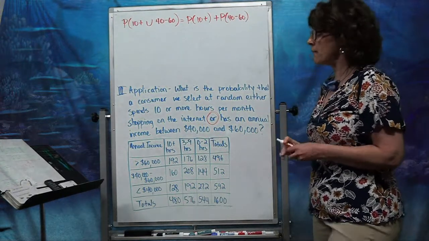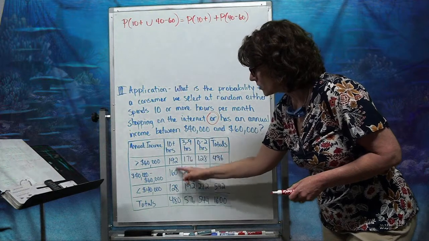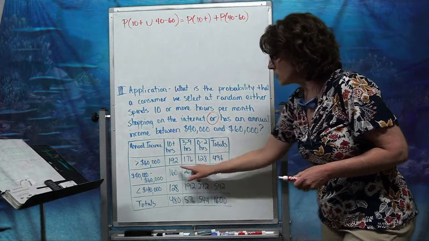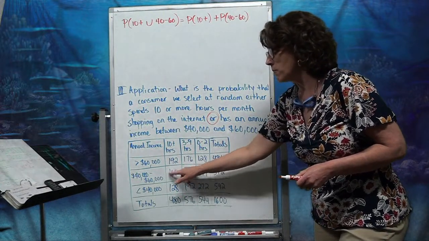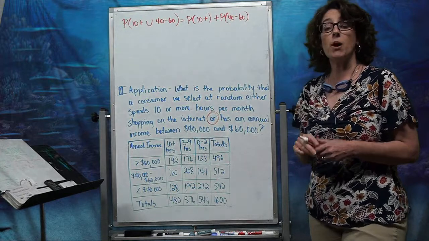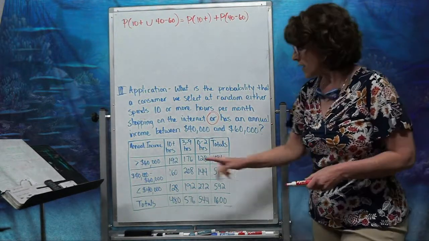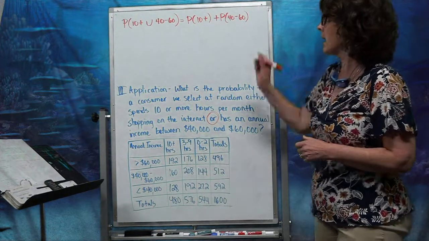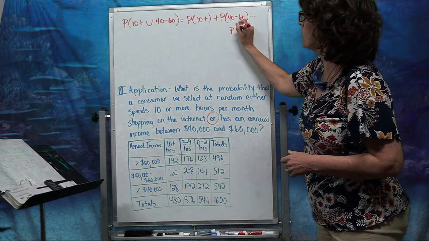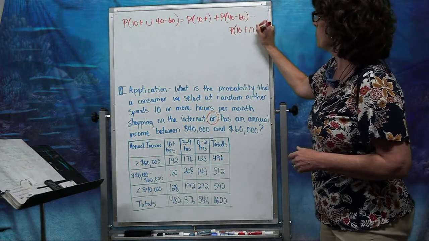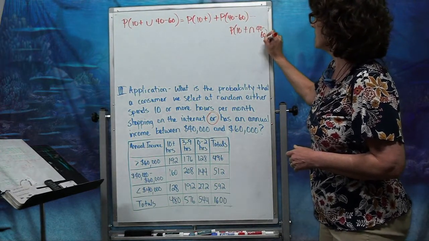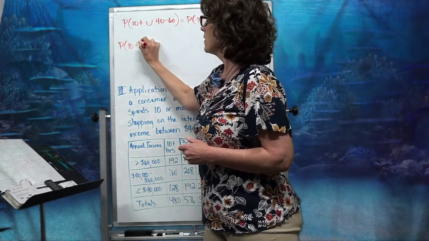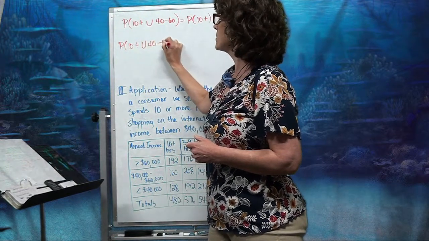But remember, there's some overlap there, because here's my 10 or more hours and that total is right here. But here's my 40 to 60. There's an overlap right here of 160 people. And I want to take those 160 people. I don't want to count them twice. I want to count them once. They'll get counted once here. They'll get counted again here. So I need to take one of them out. That's why I'm taking out this overlap of the 10 or more and between 40 and 60. Take that overlap out.